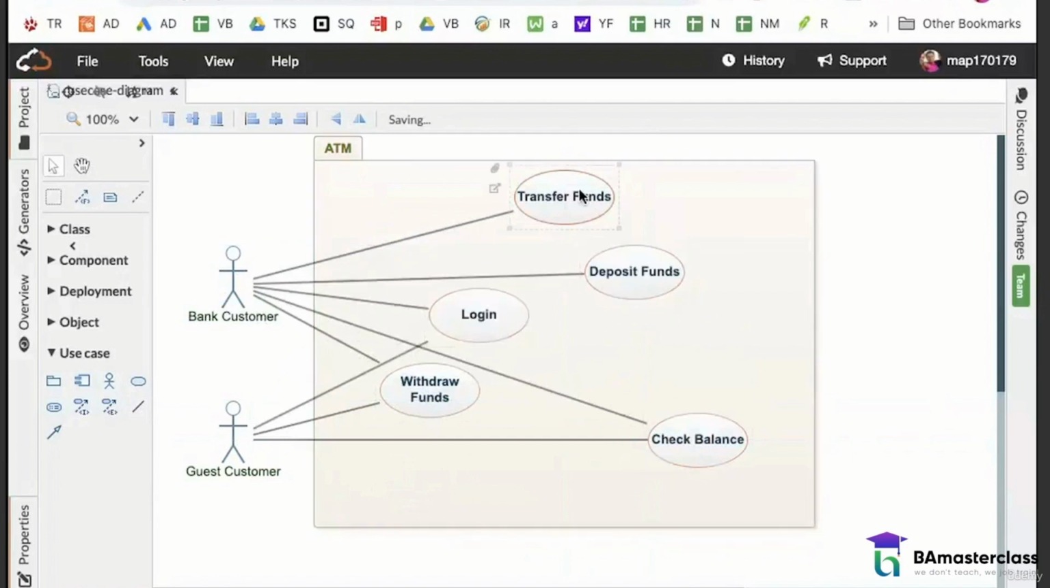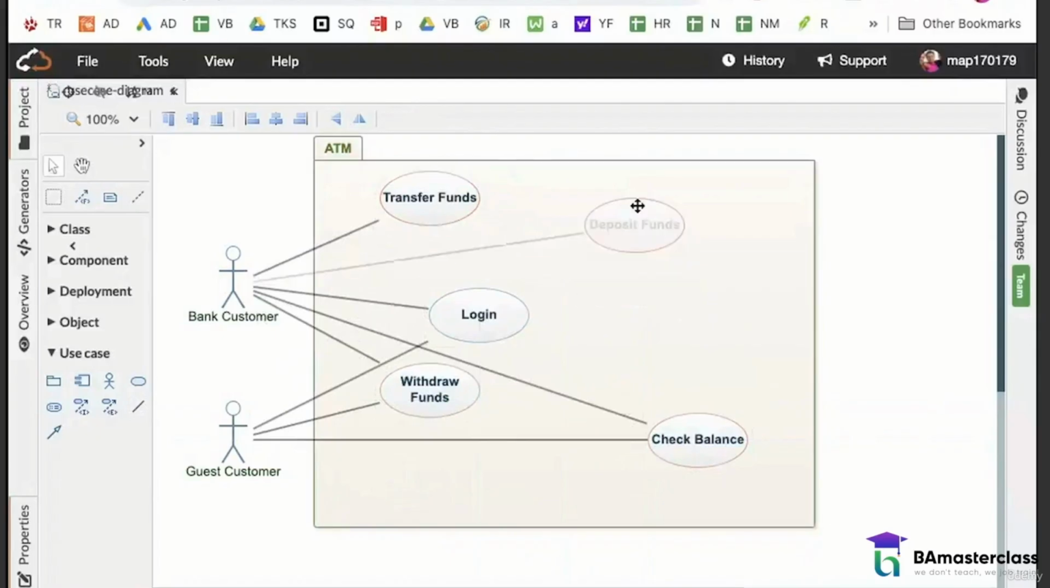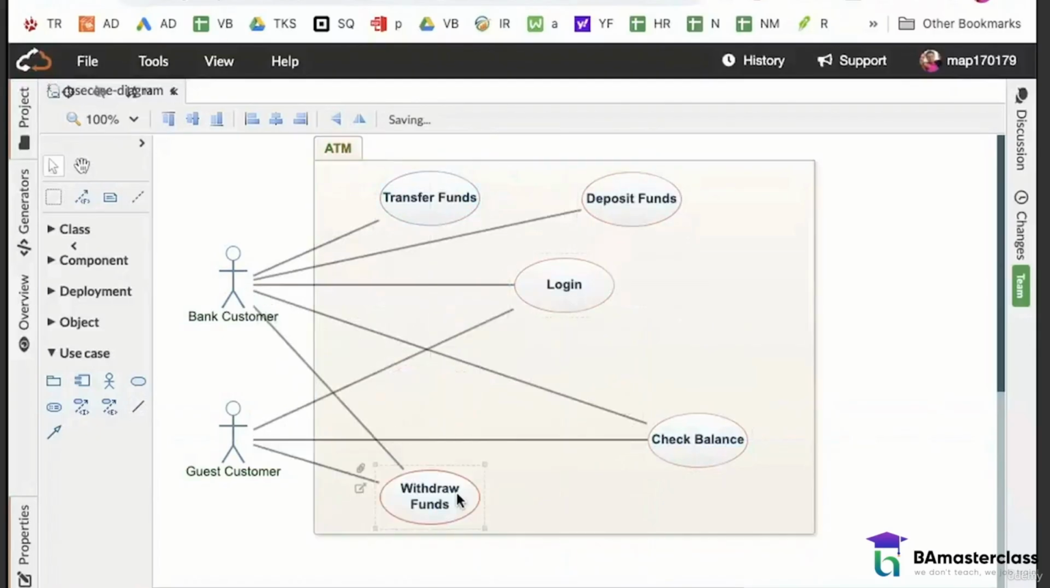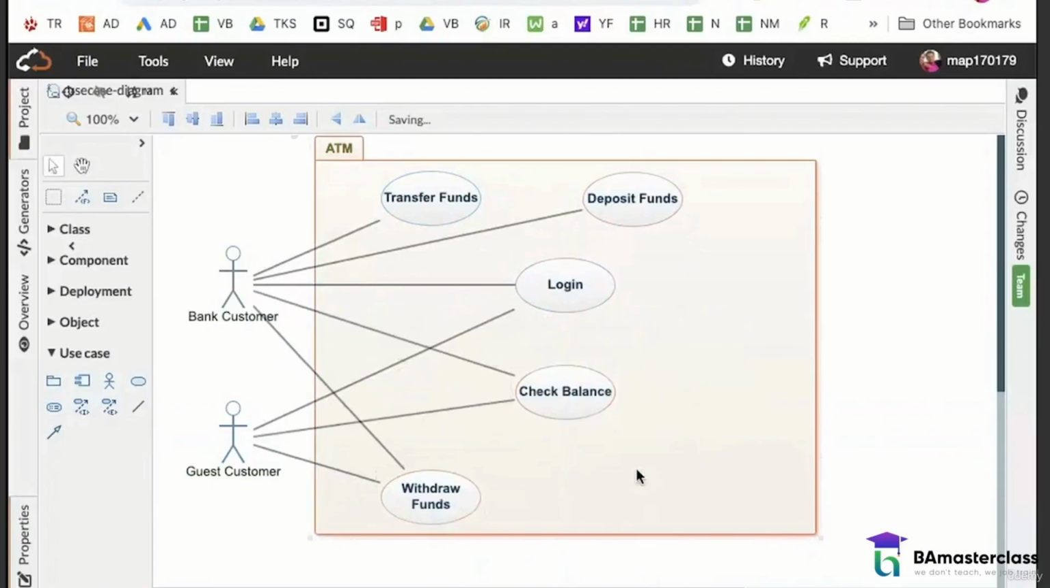All right. So what I'm doing is I'm showing the interaction as to who interacts with what use case. This is the first part of the definition which says a use case diagram shows interactions between the actors and the use cases. Now I'm going to add another use case, and the name of this use case is ATM maintenance.